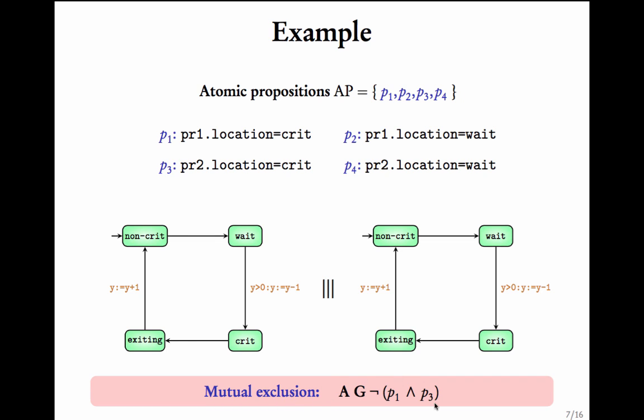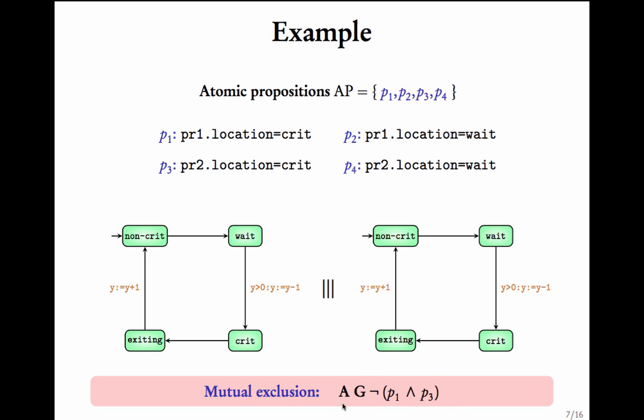So how can we write this using CTL? You look at the computation tree. In all paths, in all states, this has to be true. AG, it's not the case that both process 1 and process 2 are in their critical locations. So P1 is the atomic proposition which says that process 1 is in its critical location. P3 is the atomic proposition that says that process 2 is in its critical location. And AG not of P1 and P3 is the property expressing the fact that both the processes are not in their critical sections simultaneously.